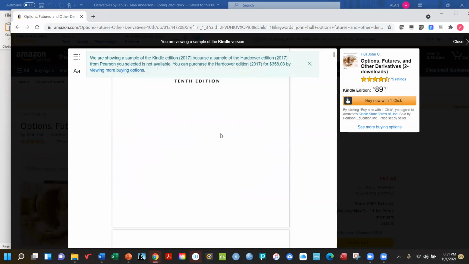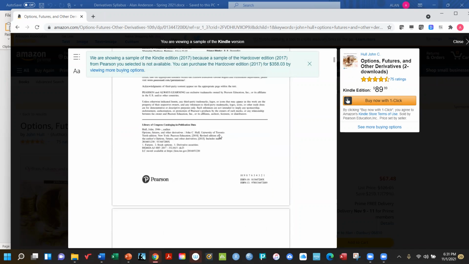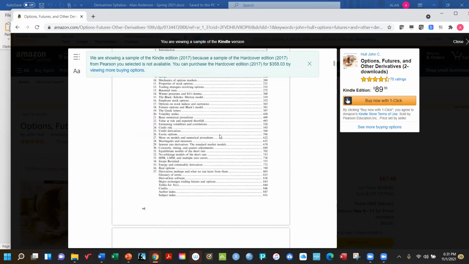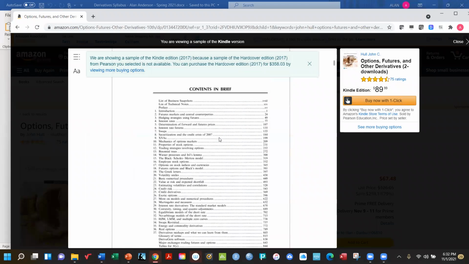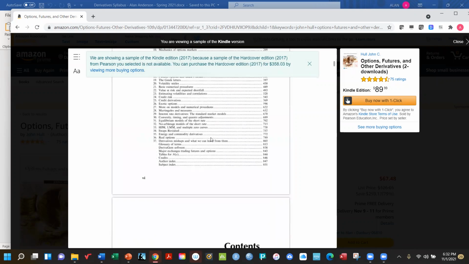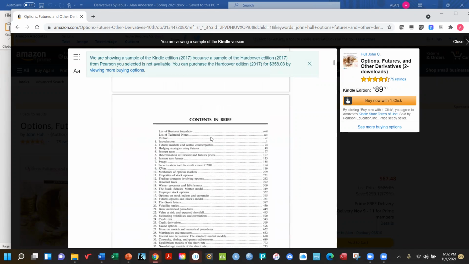But keep in mind, there must be at least 30 chapters in this book, 37. And we're only going to have time to do maybe 10 of them. The rest of them, you can read up on. They're much more specialized, but we're going to focus on his discussion about what are options, forwards, futures, and swaps.